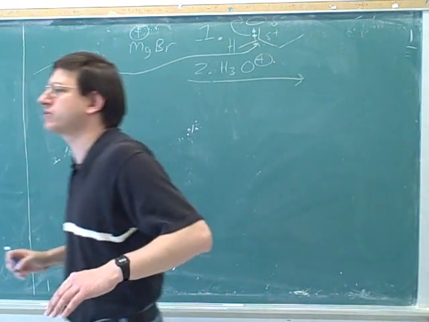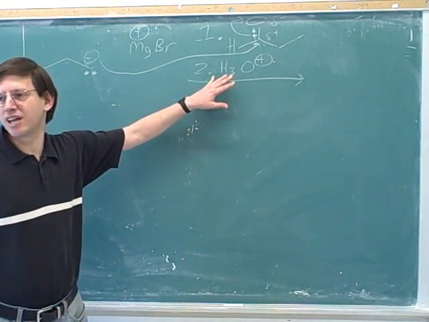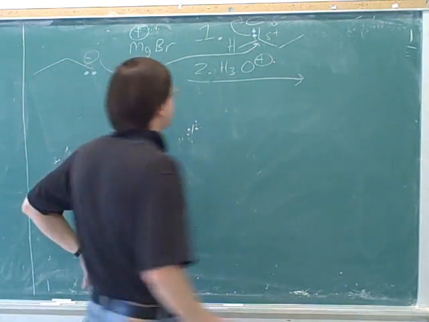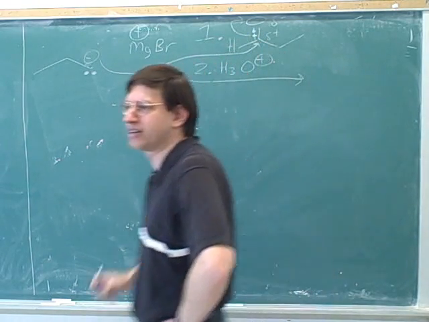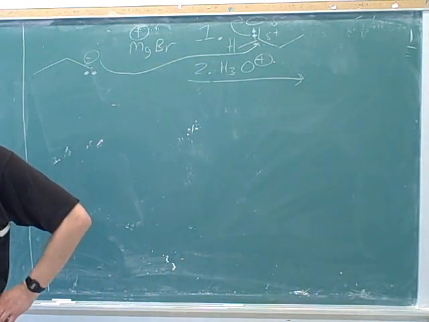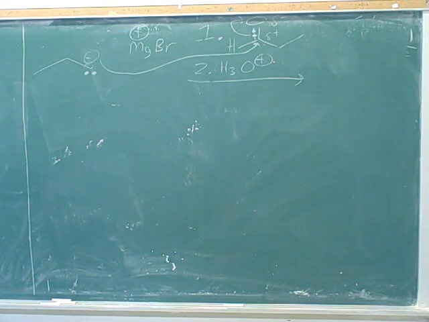We wait for the first reaction to finish, and then we add the second step, the hydronium. That allows the Grignard to attack the aldehyde here, because there's nothing else in the flask or the beaker for it to attack. Make sense?